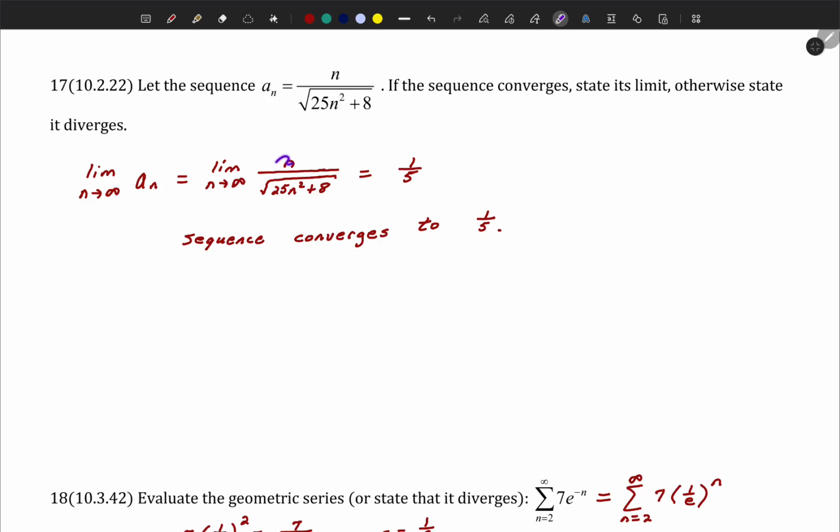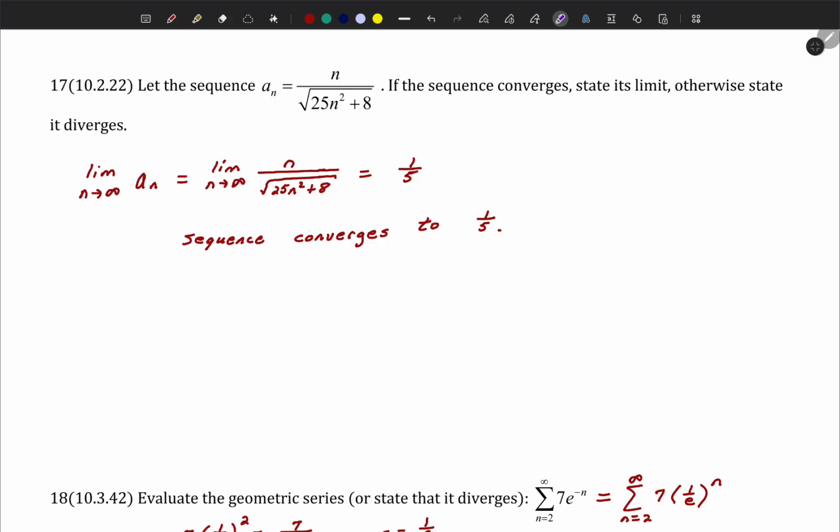The only thing that matters is the fraction of the leading coefficients. And in that case, it's going to be 1 over the square root of 25, which is 1/5. Since the limit as n approaches infinity of the general term a sub n is equal to 1/5, we say the sequence converges to 1/5.